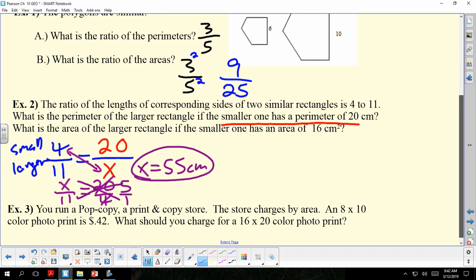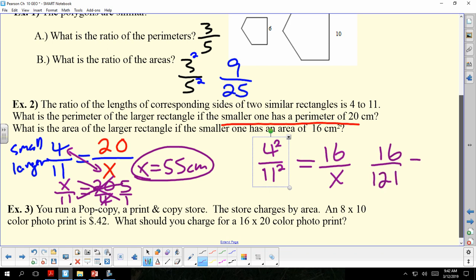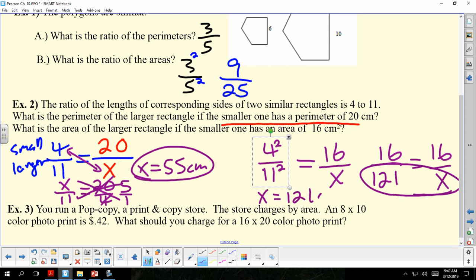So now we can set up this same type of problem using the area. But now I'm going to do 4 squared to 11 squared. And then the area of the larger one is what we want to find. And then the smaller one has an area of 60. So this one shakes out real easily, right? What's 4 squared? That's 16/121. 16/x. So what does x have to be? So x is 121. And now this is centimeters squared.